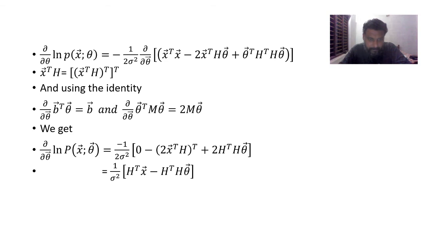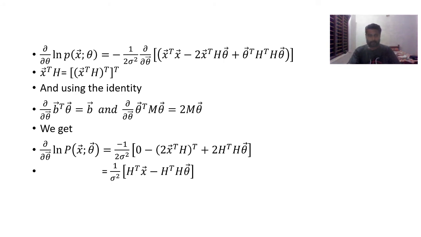So just bring 2 outside the bracket, so 2 and 2 get cancelled, and again a minus sign outside. Minus and minus will be plus, so 1 by 2 and 2 get cancelled. It is 1 by sigma square h transpose x; if you bring the transpose inside the bracket, it will be h transpose into x minus h transpose h theta. Okay, it is clear.